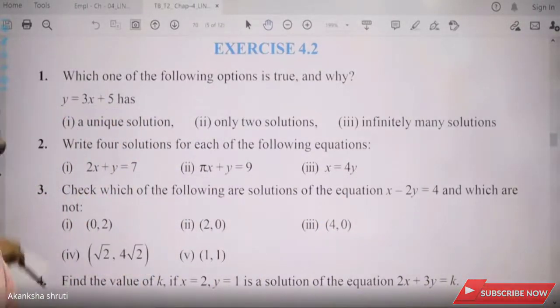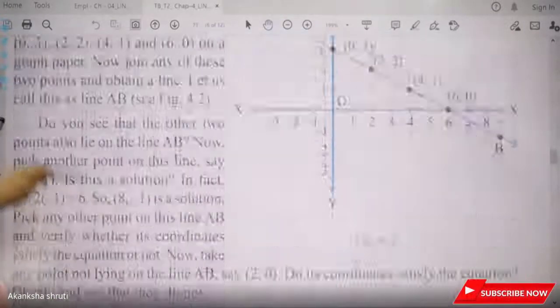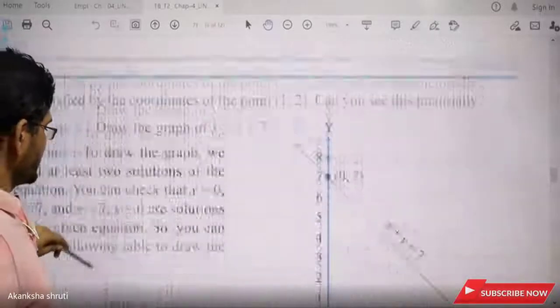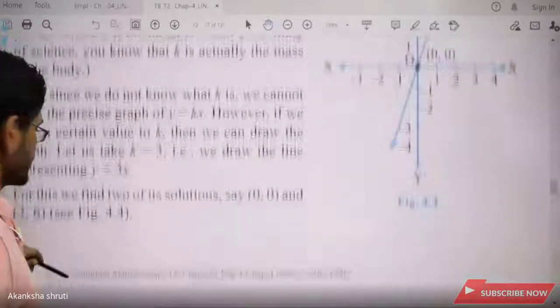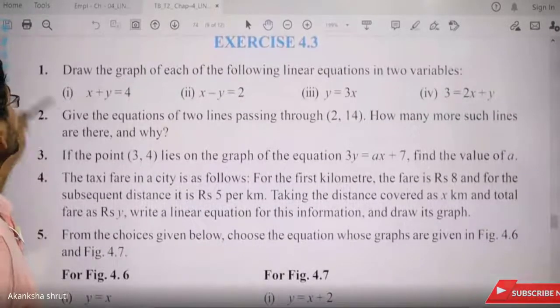So exercise 4.2 is over. We had already finished it, though I revised it once again now. Students, this is a very easy chapter, but it's still very important. Okay? It is asked many times. Yes, let us see this.